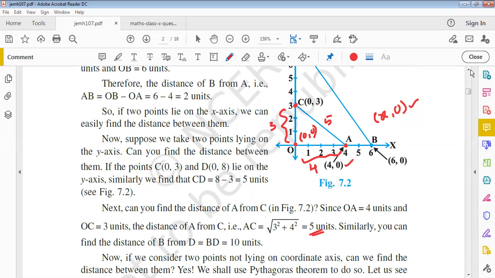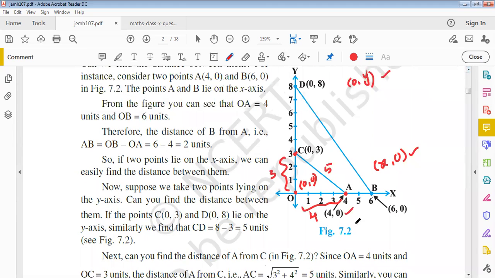Similarly, we can find BD in the figure. Same thing. BD, it is 6 units, and here B is 6 units, D is 8 units, and applying the Pythagoras theorem, we get 6, 8, 10.